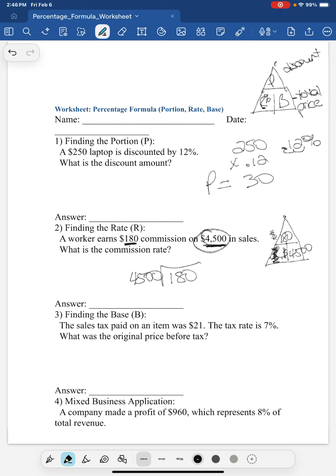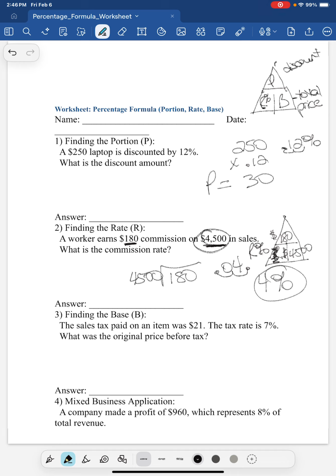Again, I'm going to go to my calculator for that. 180 divided by 4,500, and your answer is 0.04, 4 hundredths, excuse me. But what do we know if we want to show the rate? Rate has to be expressed in percent, so how do we make that a percent? Remember, we move the decimal 2 places to the right. So that is a 4% commission that he has made on that sale.